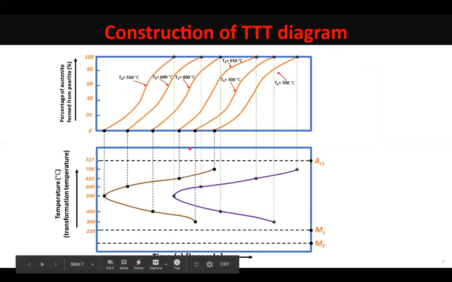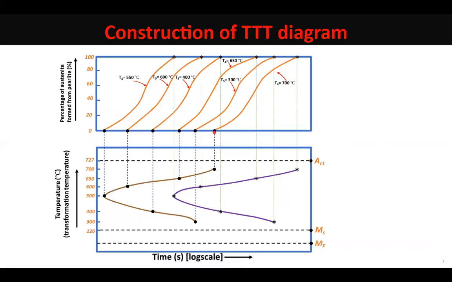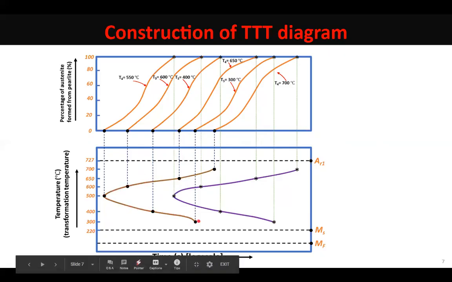So what I'm doing is, suppose my first temperature was say 700 degrees centigrade. At 700 degrees centigrade, the start of transformation time is shifted here, then shifted here, then shifted here. When I have transferred all the points which were representing the start of transformation, I join these points and a curve is obtained. This would be called the start of transformation curve.